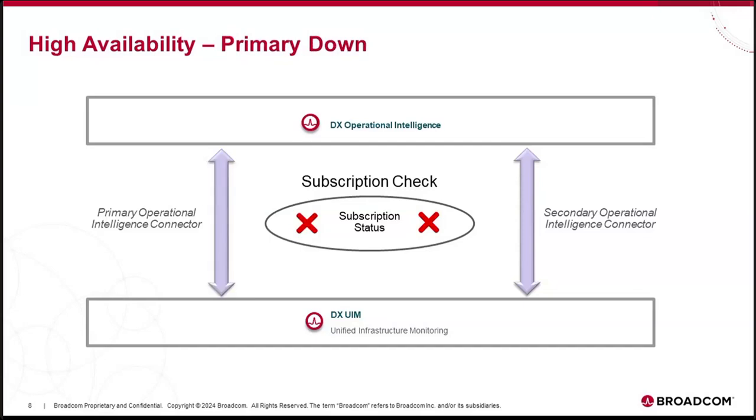But the moment the primary OI connector goes down, the subscription status is swept. The subscription check in the subsequent polling cycle identifies it's down, and the secondary connector automatically picks up the slack from there. There's no loss of data. There are no missing or blank data points. Everything being queued up, being cached, is picked up, and operations continue as is without any human intervention, without the need to bounce services or do anything. No configuration changes. It just works.